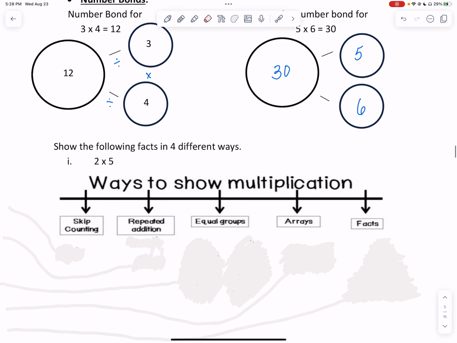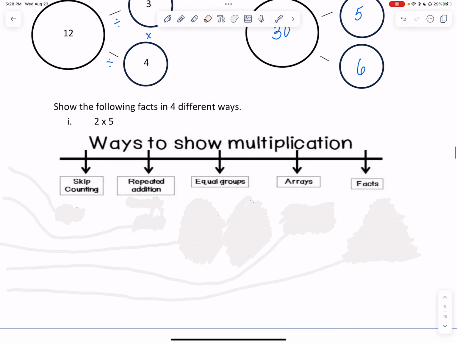So I want us to show 2 times 5 in all these different ways, the ones that we've talked about. Okay, so skip counting. I'm going to have 2 sets of 5. So 5, 10. Okay. Repeated addition, the same thing. I'm going to have 2 5s. So 5 plus 5 is going to give me 10. So that's how I do repeated addition.